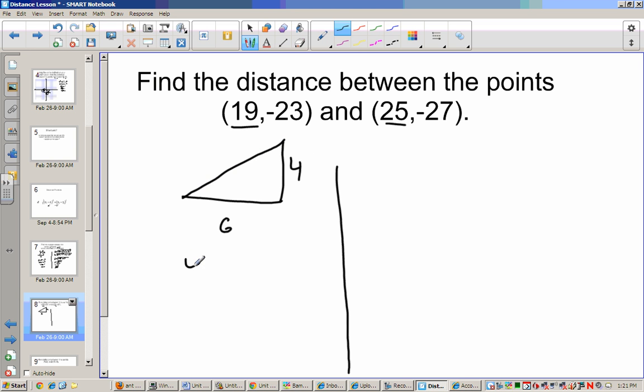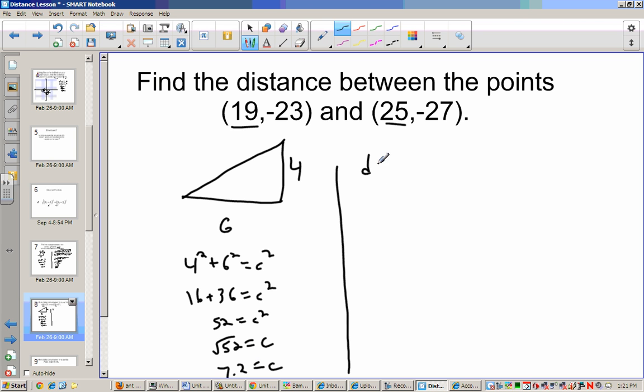Now we just use the Pythagorean theorem to find that answer. So the square root of 52 is, like we did earlier, 7.21.